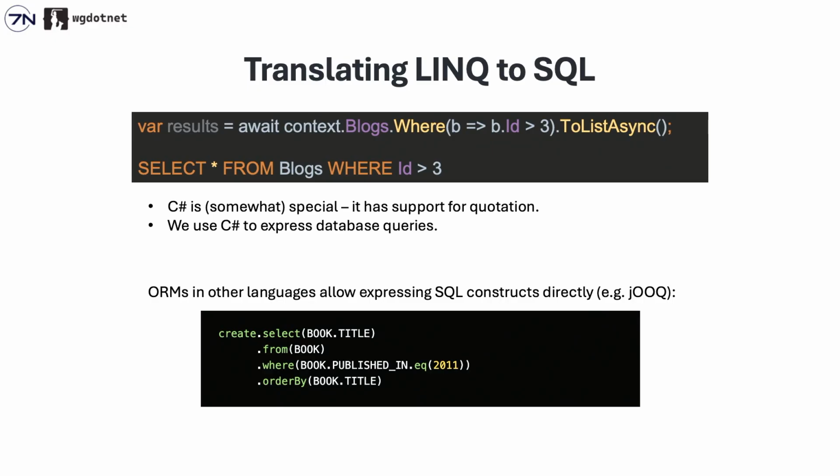Just to give an example, if you look at another ORM, this is what jOOQ looks like, a very nice, very popular ORM in Java land. What you have here is something like select, from, where, and order by. That's a DSL, a domain-specific language, where you're using Java code.